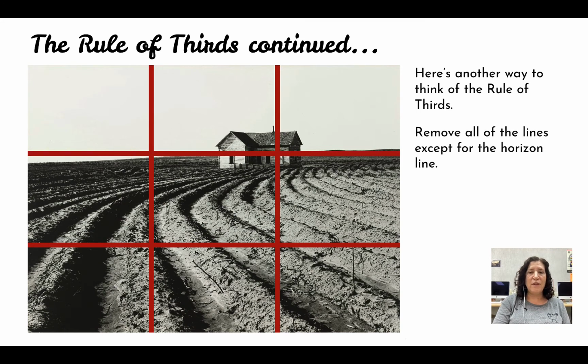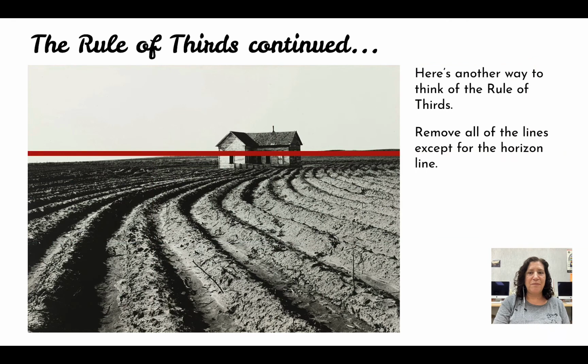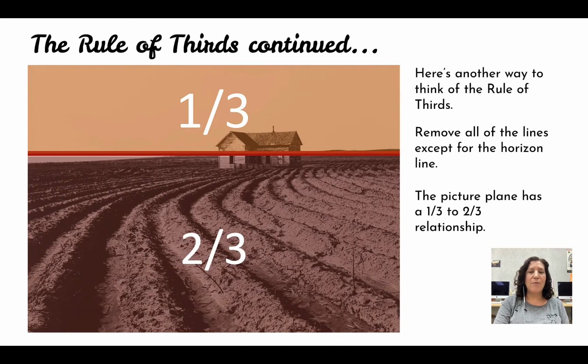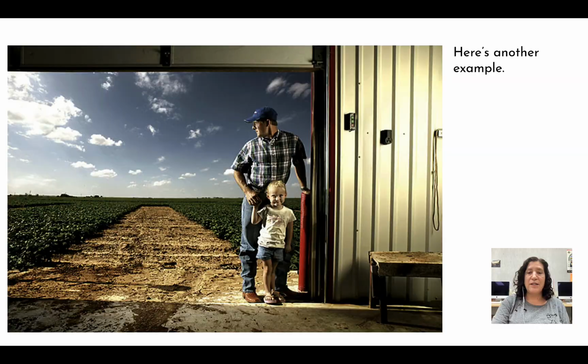If you remove the lines except for the horizon line, the picture plane has a 1/3 to 2/3 relationship. So the sky is the top third and the bottom is the 2/3. You want to try this whenever you have a horizon line or main giant compositional elements in your photograph that go along horizontal or vertical lines. Try to put them at the 1/3 mark, either horizontally like in this photo or even vertically, and we'll see some examples of that. Here's a vertical example.